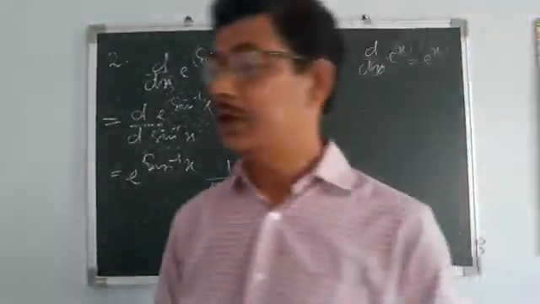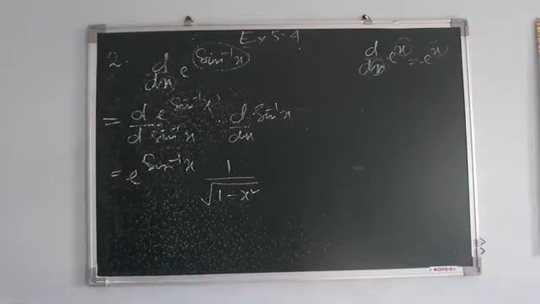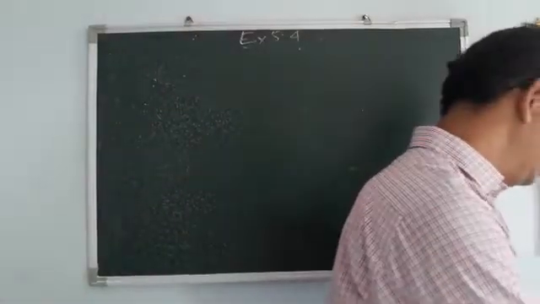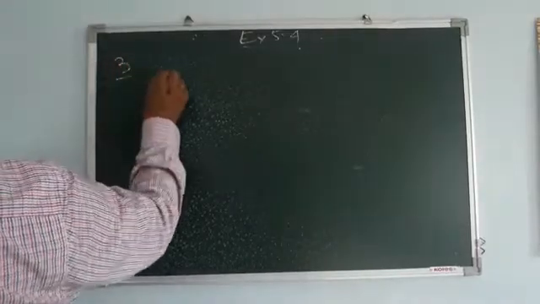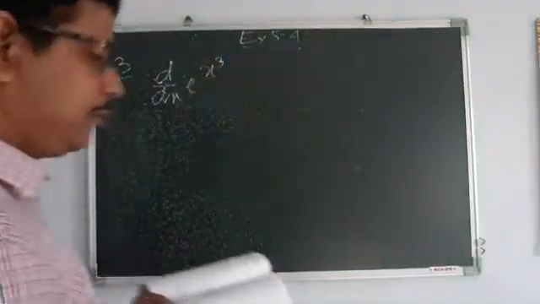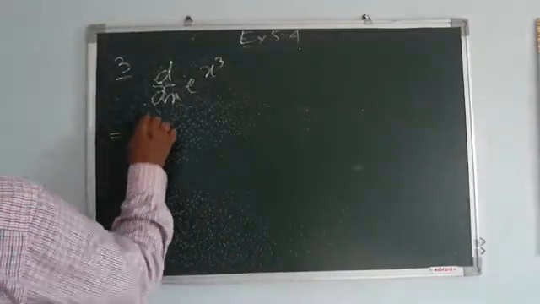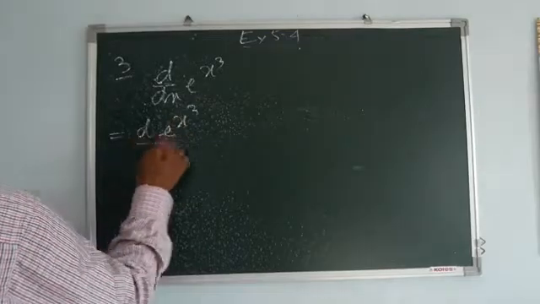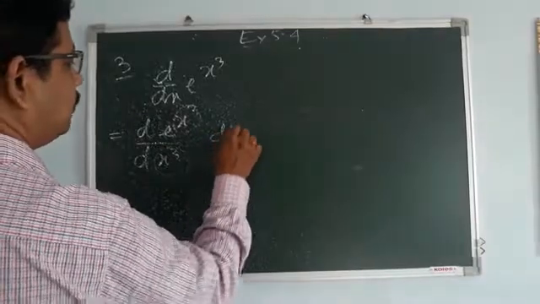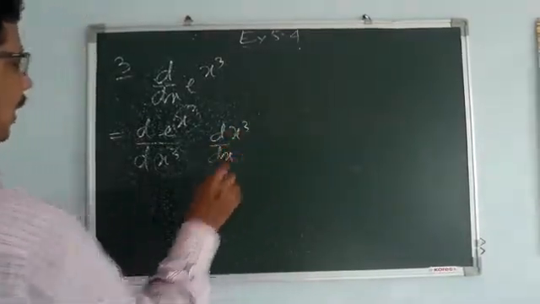Now we will do question number 3. Same form, that is, you have to use chain rule here only. They have asked to find d/dx of e to the power x cube. Again with the same technique, we will use chain rule here and we will write d of e to the power x cube with respect to d of x cube, to make these two the same. Then we will differentiate x cube with respect to x.